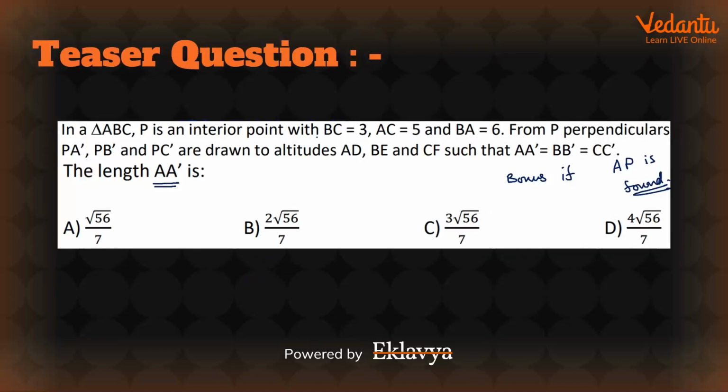Now this is the teaser question. Dear all, this is the same question which I gave you last week also. In triangle ABC, P is an interior point with BC equal to 3, AC equal to 5, BA equal to 6. From P, perpendiculars PA dash, PB dash and PC dash are drawn to altitudes AD, BE, CF such that AA dash is equal to BB dash is equal to CC dash. We have to find the length AA dash. Also, I'll give you a bonus if you can find that point P, how much distance P is from A.